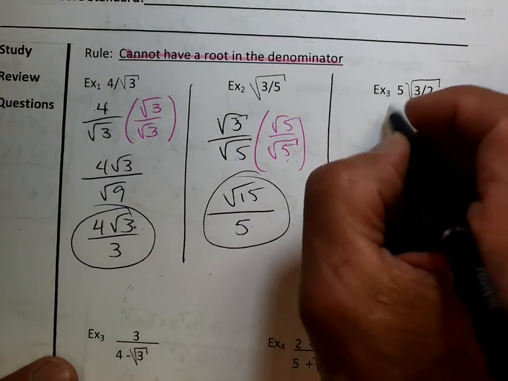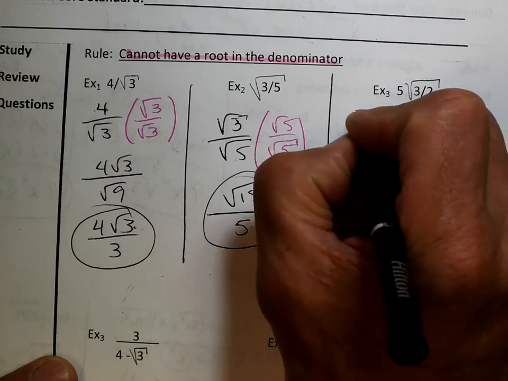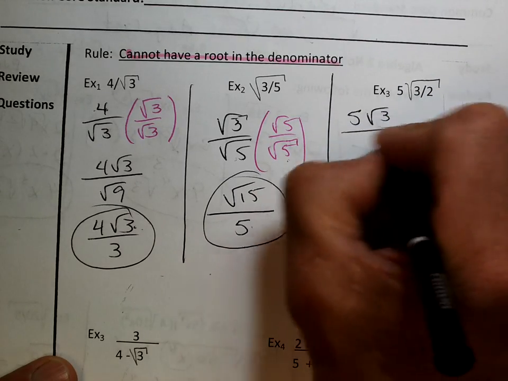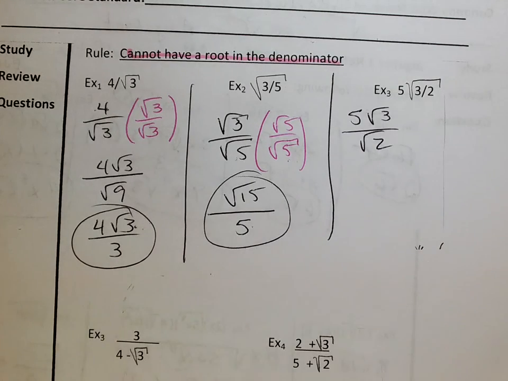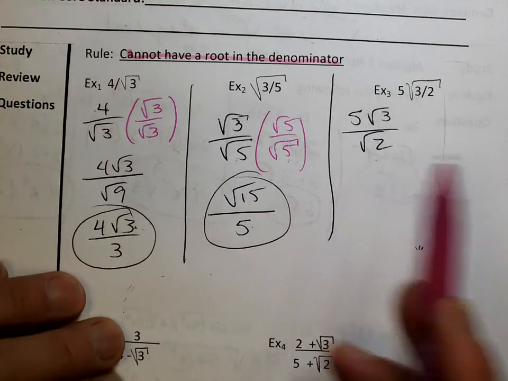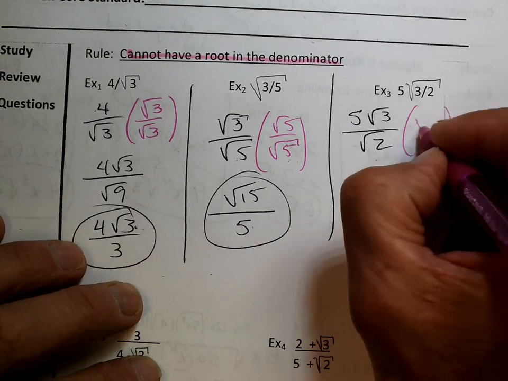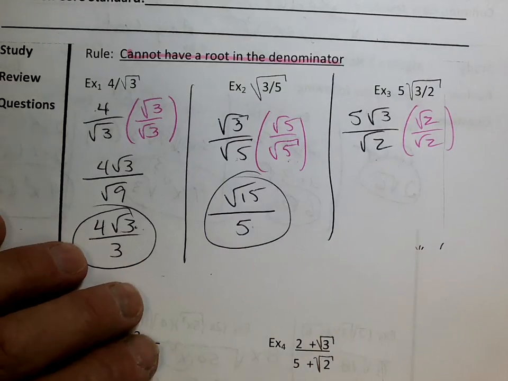3. Well, let me rewrite it so it looks better. 5 square root of 3 over the square root of 2. So this is really the same thing. Fix the problem with the problem. You can't have a square root of 2 on the denominator. So we multiply both top and bottom by square root of 2 over square root of 2. And let's see what happens.